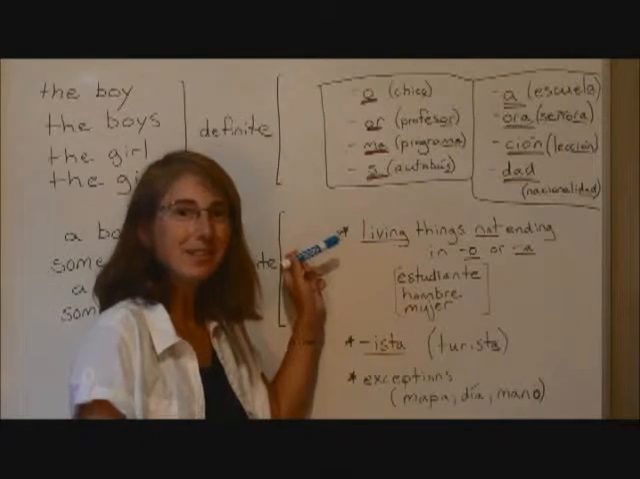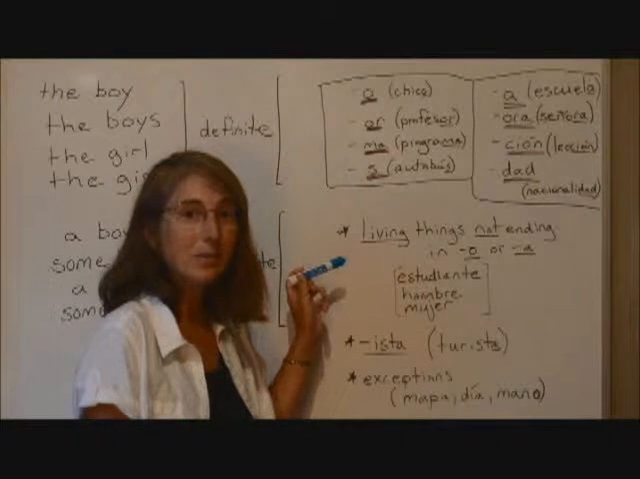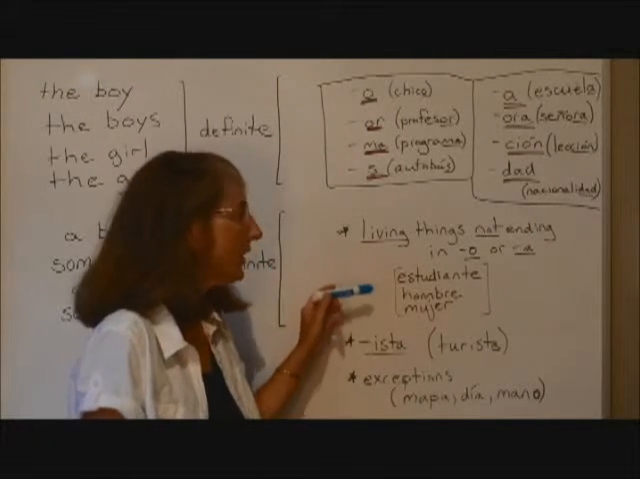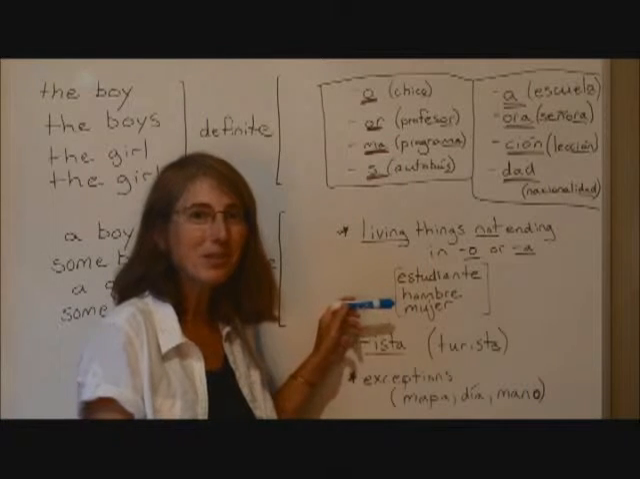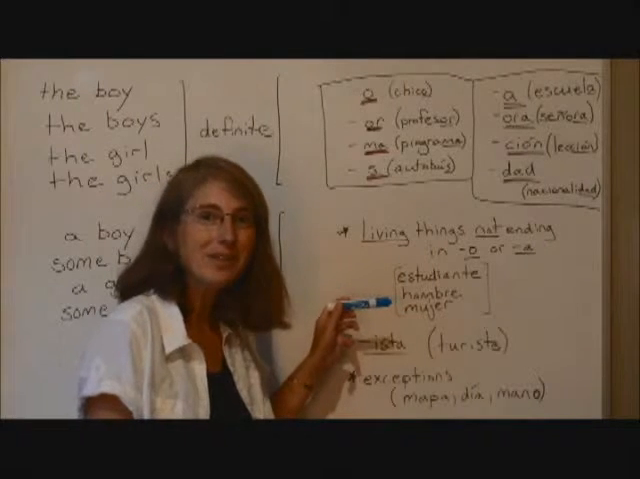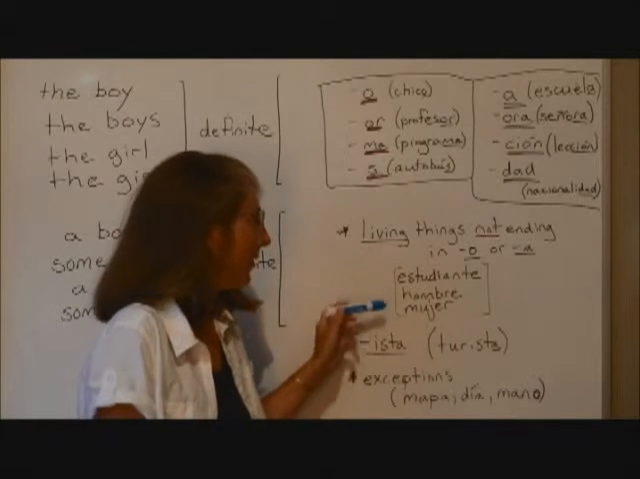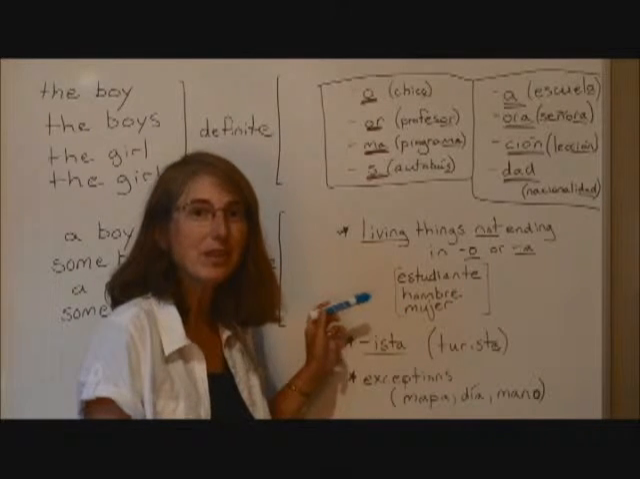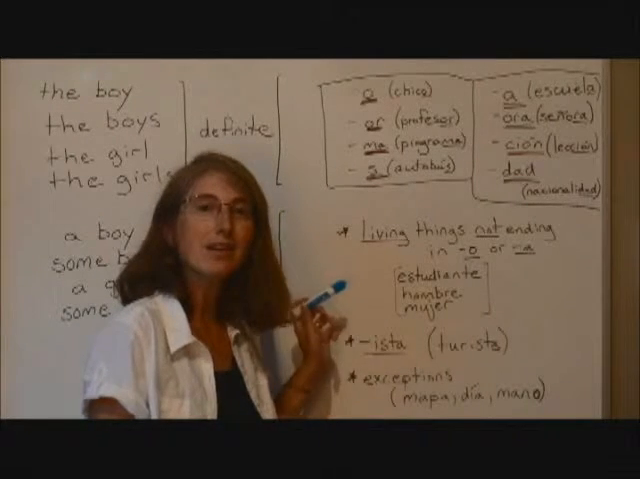Now, living things that do not end in the letter O or A can be either feminine or masculine depending on the gender of that thing. So if you're talking about a student, estudiante, estudiante could be masculine or feminine depending on the gender of the student you're talking about. So it's like a chameleon noun. It's going to change gender depending on the gender of the living thing. Hombre doesn't end in O or A, but it's obviously talking about a masculine living thing, so that's masculine. Mujer is talking about a feminine living thing, and that is a feminine noun.